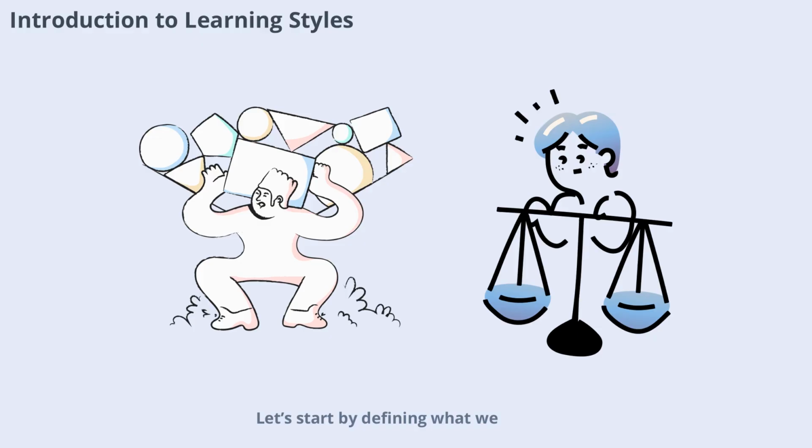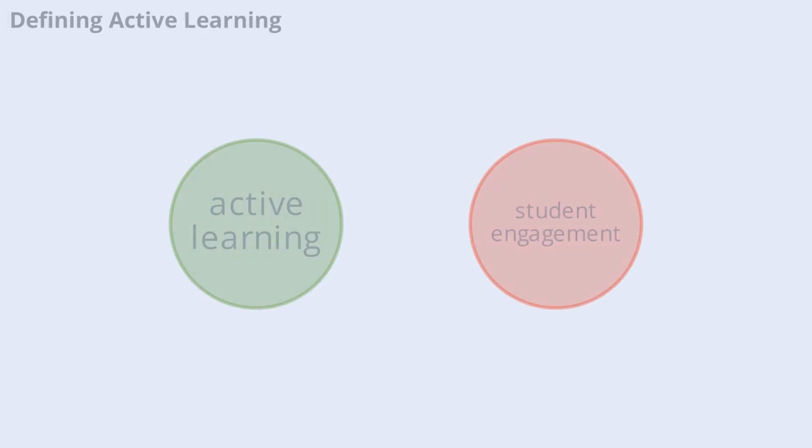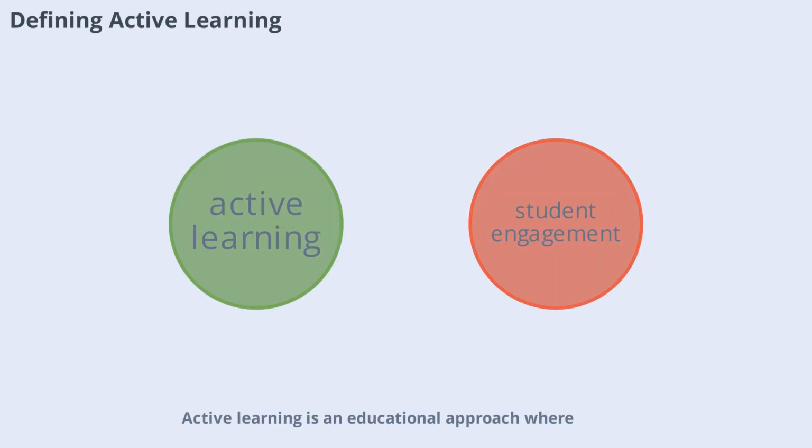Let's start by defining what we mean by active learning and traditional learning, setting the stage for a detailed comparison. Active learning is an educational approach where students are actively involved in the learning process. Instead of passively listening to lectures, students engage in activities like discussions, problem solving, group work, and hands on projects.